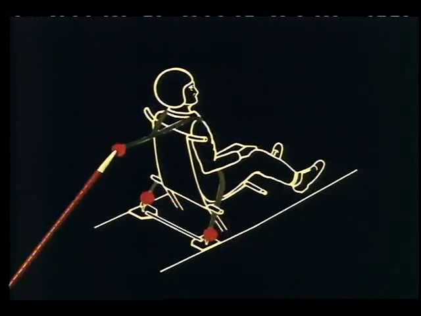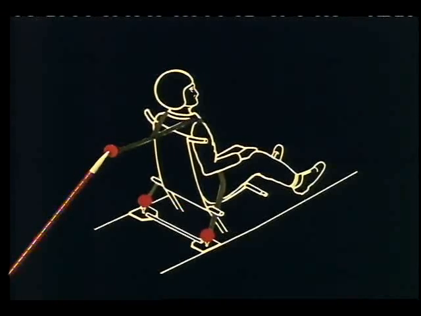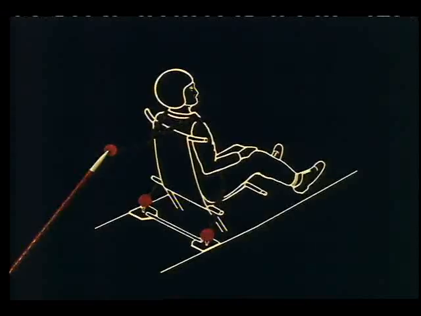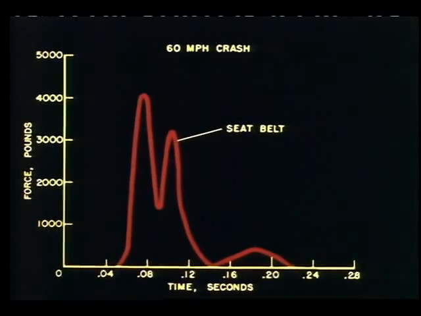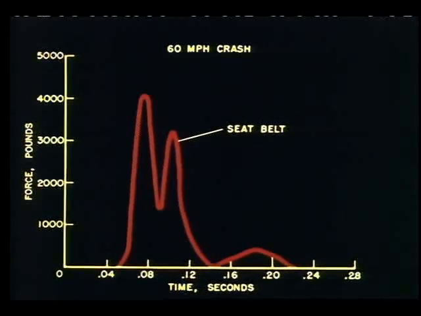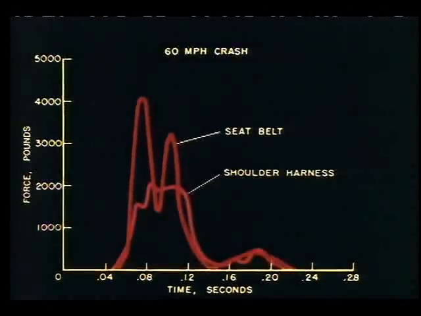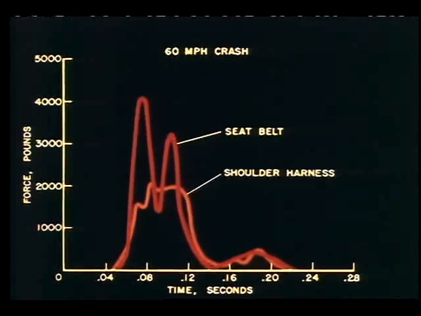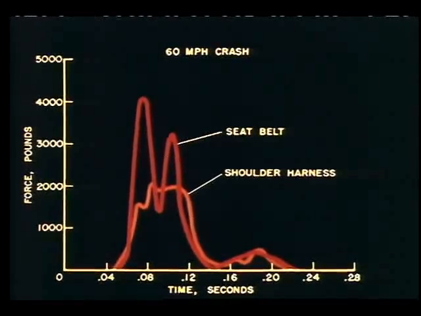The sum of the forces on each end of the seat belt and the force measured in the shoulder harness in the 60-mile-per-hour crash for the dummy in the rear seat are plotted against time after the impact with the barrier. The seatbelt restraining force has two peaks, one of 4,000 pounds and a second of 3,200 pounds. The major seatbelt forces endured for about 1/10 of a second. The combined pull on both shoulder harness straps is approximately equal to half that of the seatbelt, showing that the seatbelt supported most of the load.